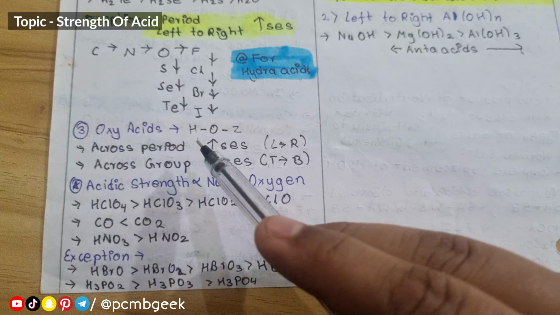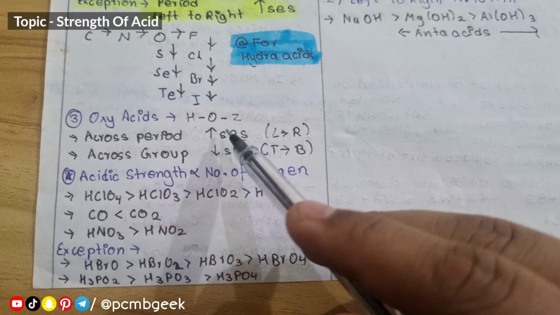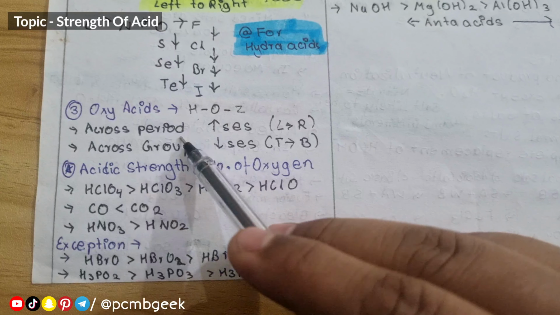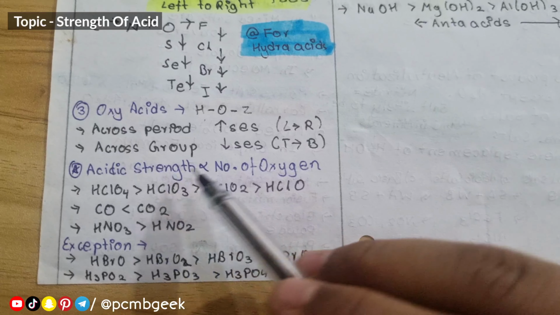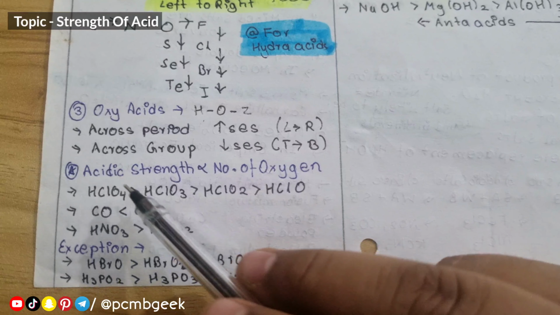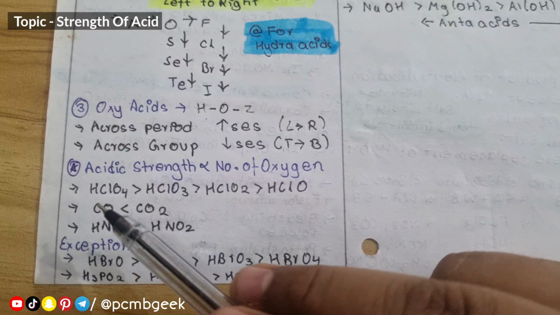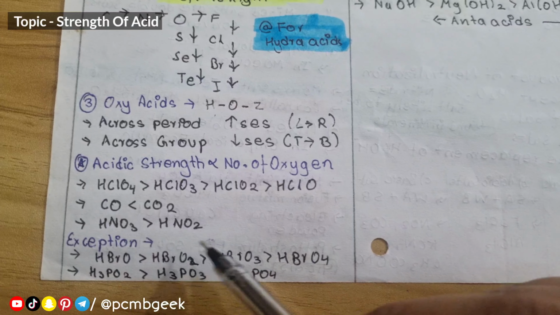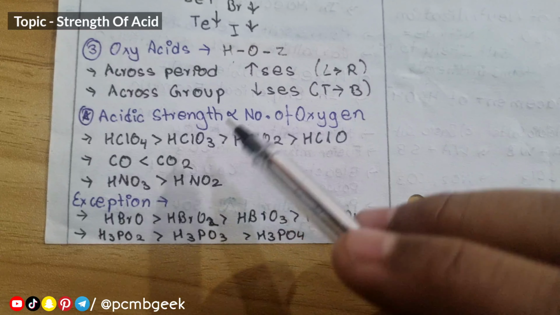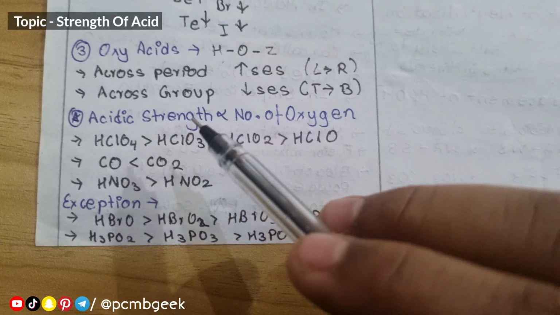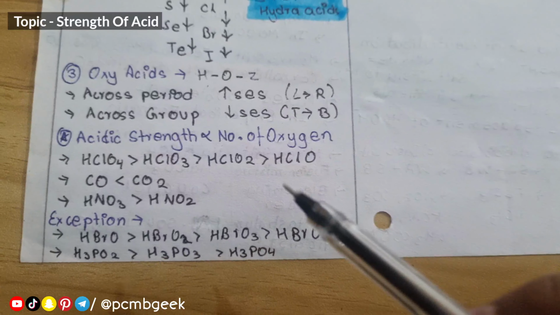For oxyacids, that is HOZ, across the period from left to right it increases, across the group from top to bottom it decreases. Acidic strength is directly proportional to the number of oxygens. For the same compound, CO2 is more acidic than CO, HNO3 is more acidic than HNO2, and there are some exceptions to this rule.